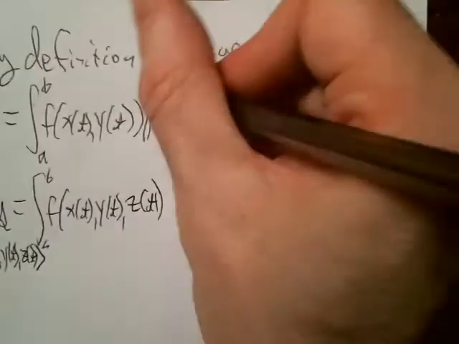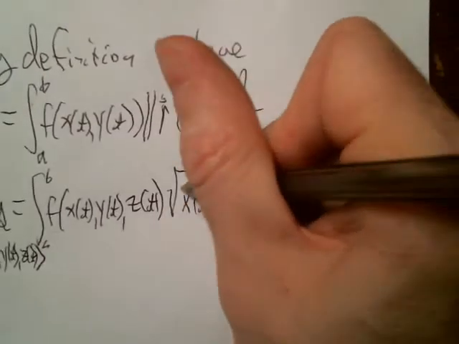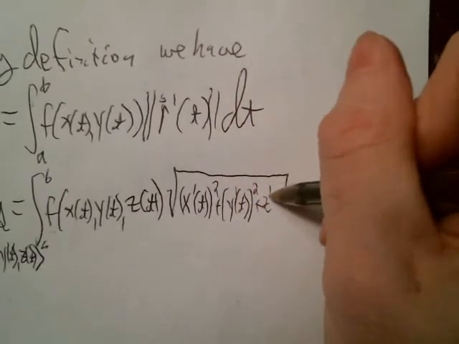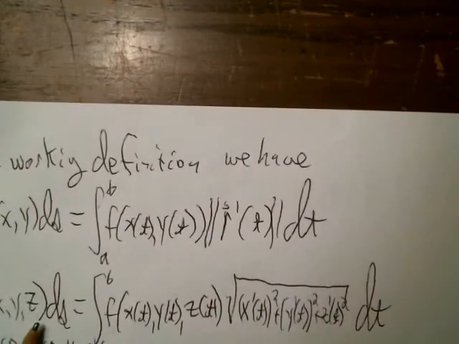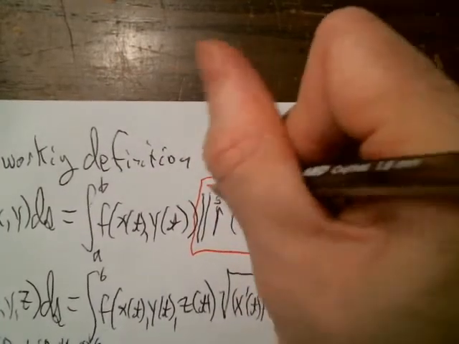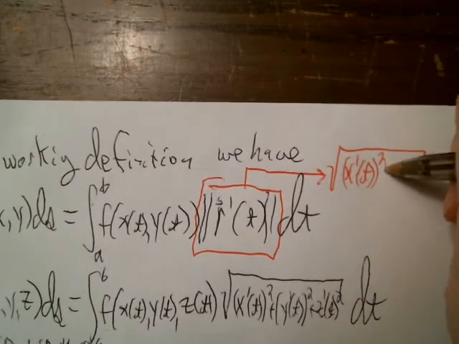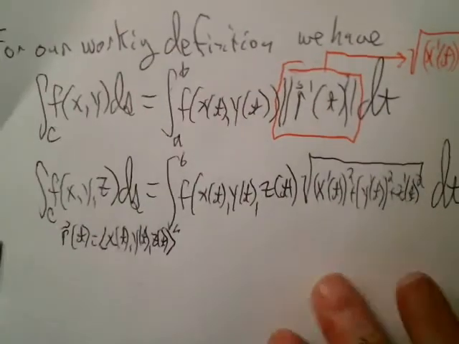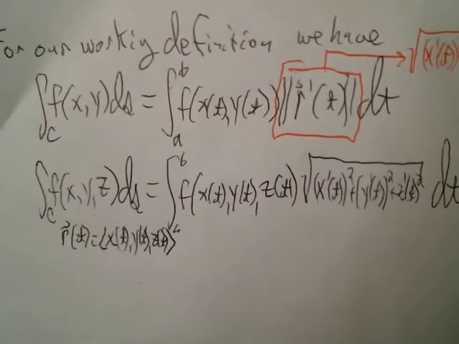So this thing in this setting now is the square root of x prime of t squared plus y prime of t squared plus z prime of t squared, and then dt. Just like this guy right here, if I did not make that clear, this guy right here is just the square root of x prime of t squared plus y prime of t squared. Okay, so those are our working definitions. Hopefully it doesn't get too confusing in the book when you're reading. Basically this is that is that.